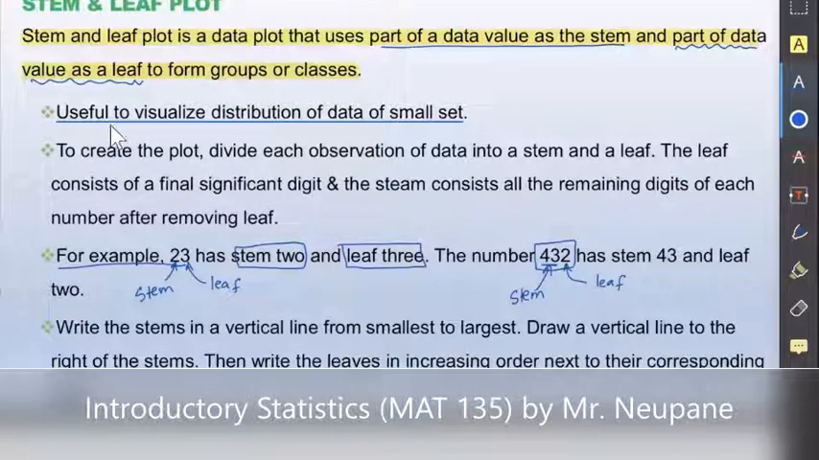Okay, so for a small set of data, it is easy to visualize the data and look for the skewness in the data, so we use this.